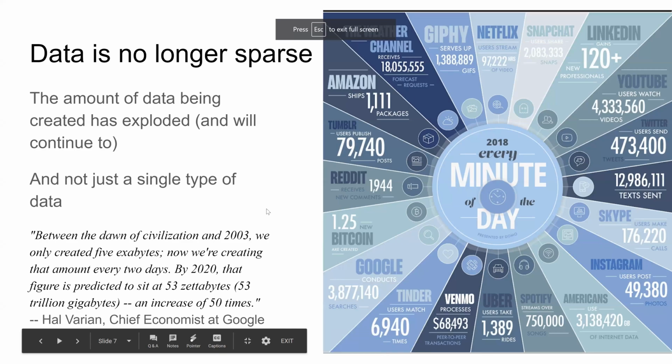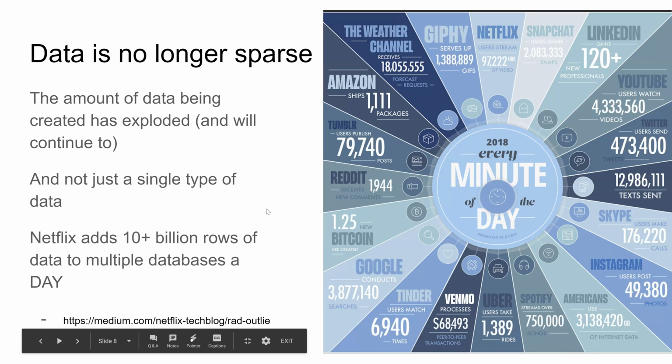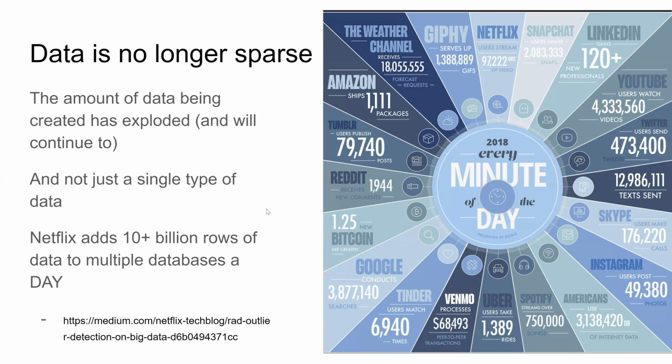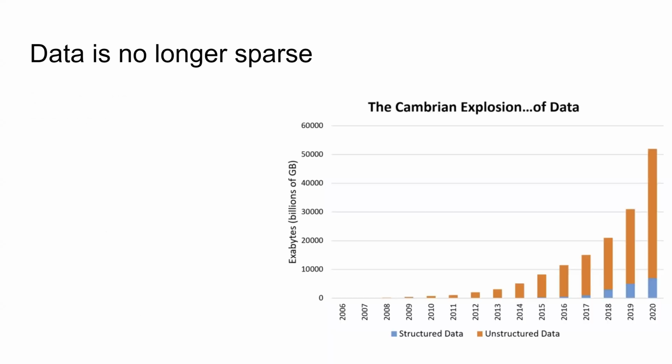Okay. Another thing is, I like the Netflix example because all of us use Netflix, but they're adding over 10 billion rows of data to multiple databases a day. Every click, how long you watch, how long an ad even exists in your view screen, for example. All of this is being recorded continuously. And so there isn't just more of the same data.